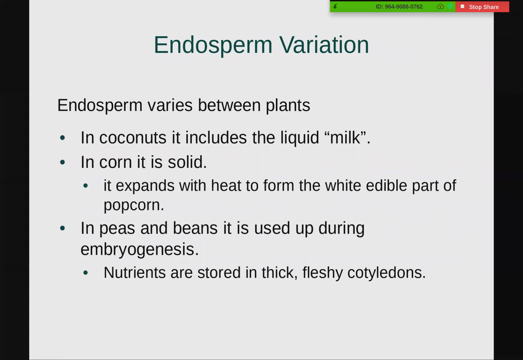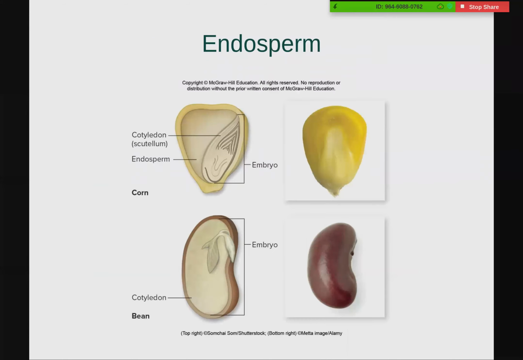Now, there is considerable variation in the endosperm, and it varies pretty heavily between plants. Now, in coconuts, this includes the liquid milk. So, in case you like coconuts, you are eating endosperm, and it also includes the milk of coconuts, which is so tasty. In corn, it's actually solid. It actually expands with heat to form the white edible part of popcorn. Just as a note, if you're a popcorn enthusiast like me, you like popcorn because you like endosperm. And then finally, in peas and beans, it's actually used up during embryogenesis, and the nutrients are stored in thick, fleshy cotyledons. So if you like beans, you're eating very thick, fleshy cotyledons.